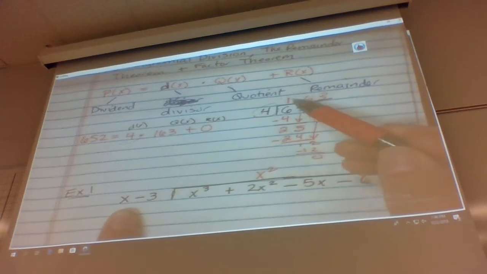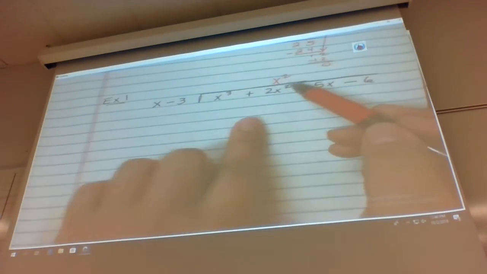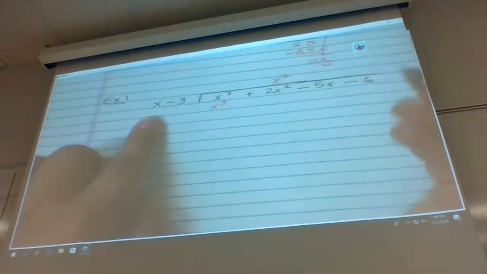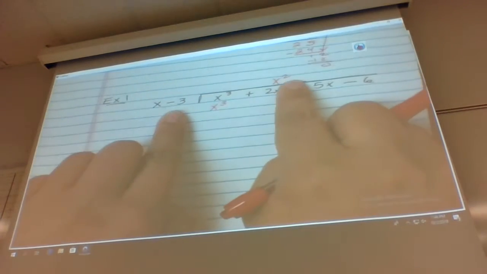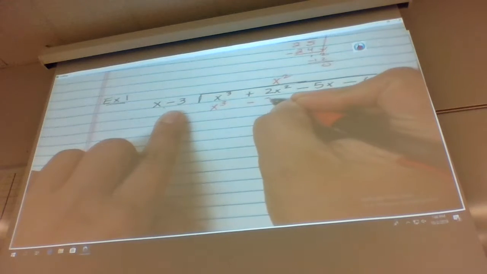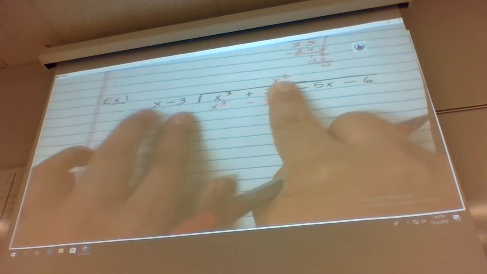When I multiply this, because remember here I did 1 times 4 was 4, so here I have to do x squared times x, which is x cubed. But also, now, don't forget about that -3. What is x squared times a -3? -3x squared. So whatever answer you have here, I do have to multiply both times it.